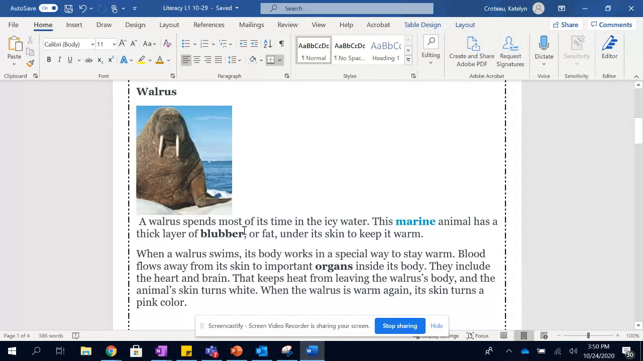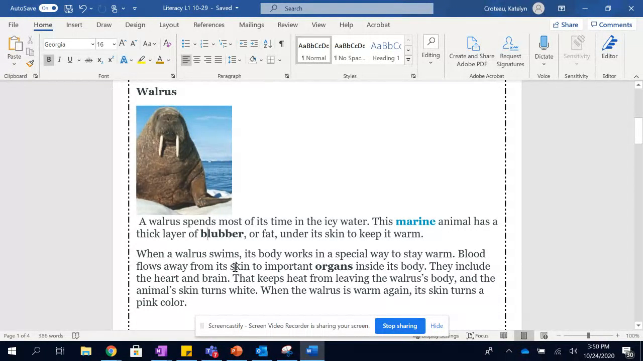A walrus spends most of its time in the icy water. This marine animal has a thick layer of blubber or fat under its skin to keep it warm. So it's a marine animal, meaning an animal that spends most of its time in the water. And they're saying that he has a thick layer of blubber, also called fat, under his skin to keep him warm. When the walrus swims, its body works in a special way to stay warm.